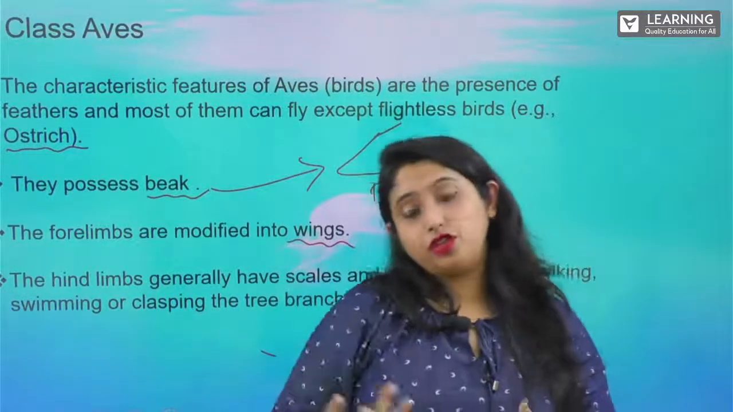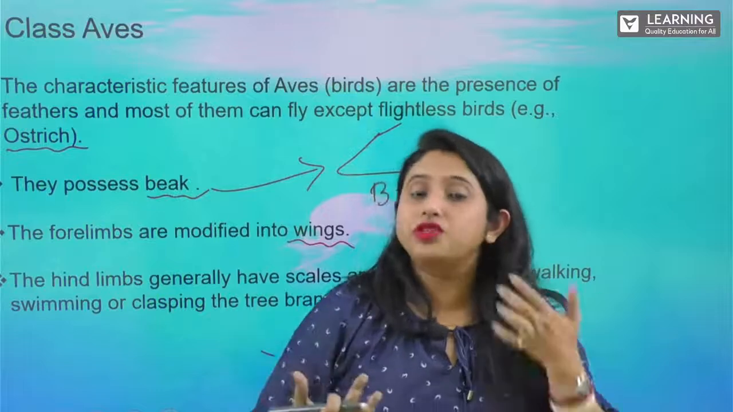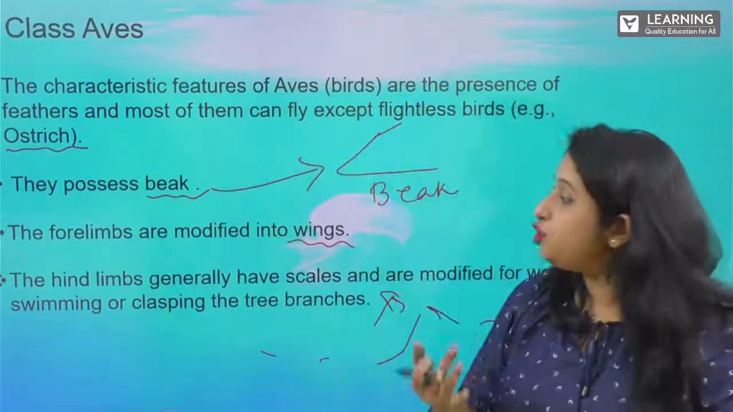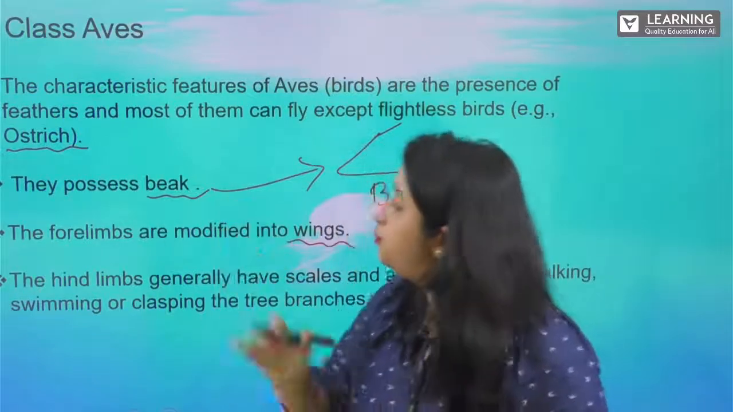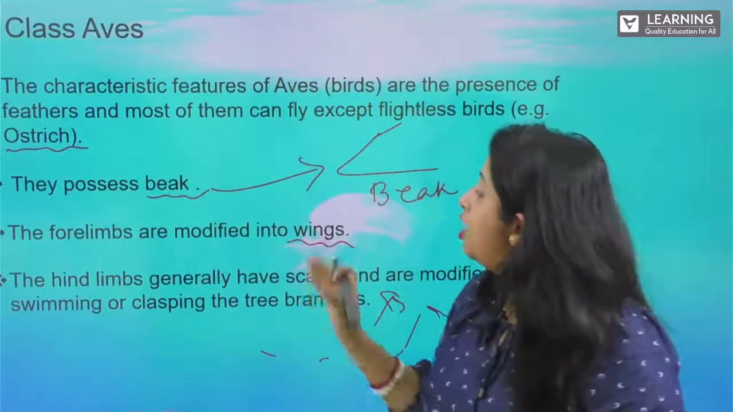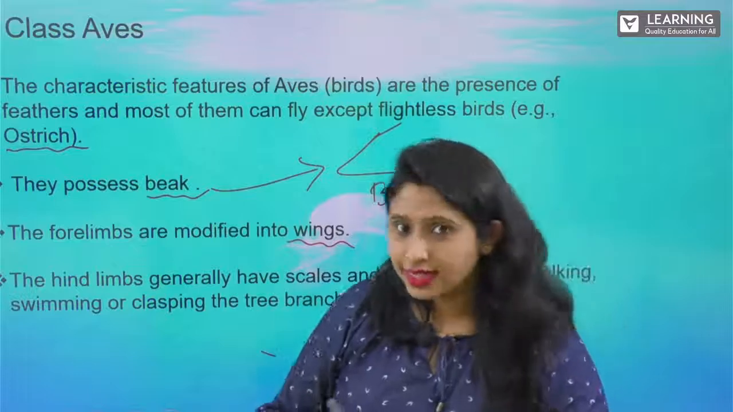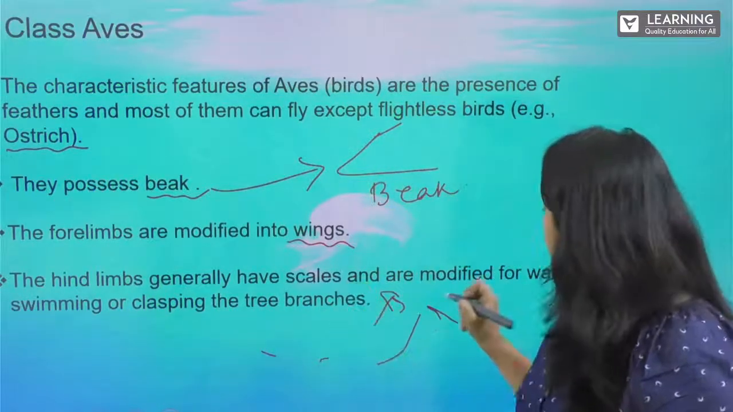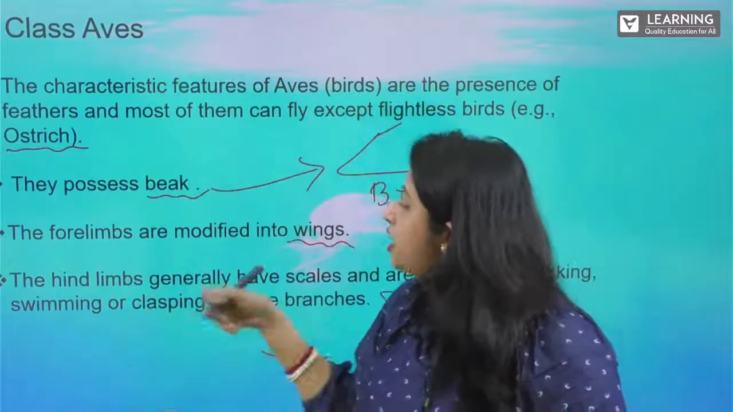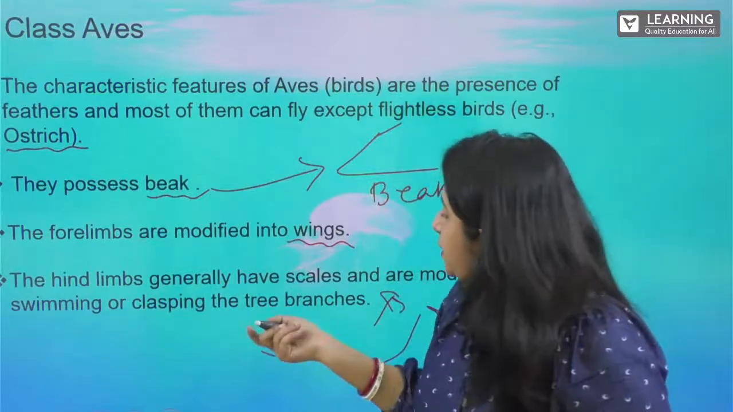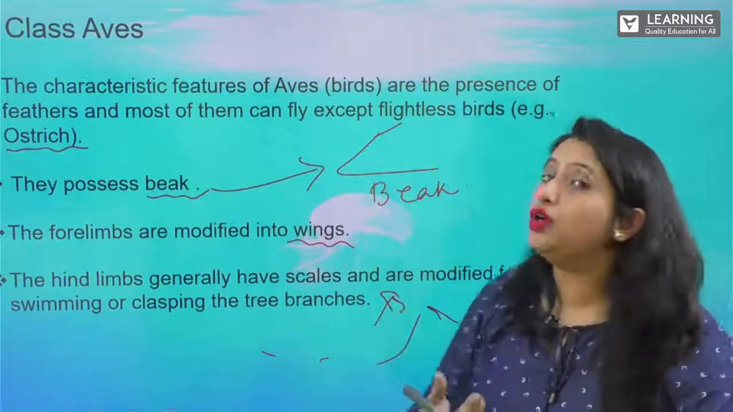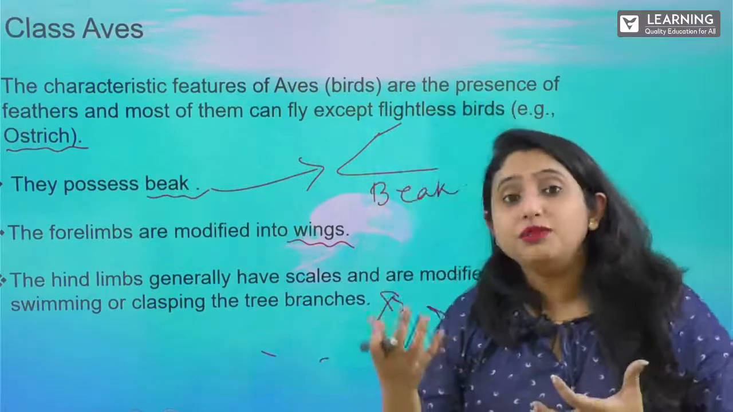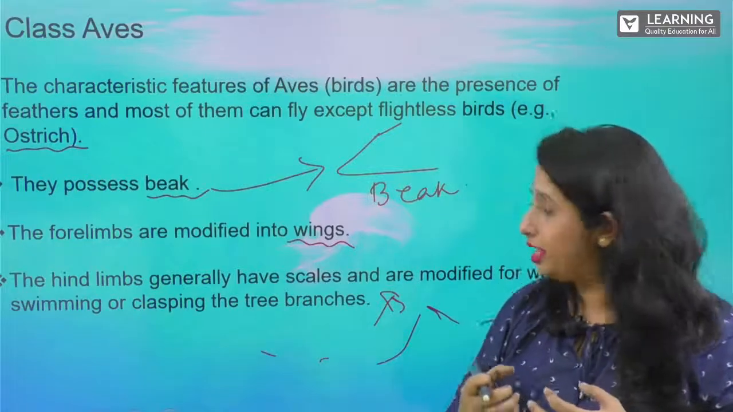In case of reptiles, you have seen limbs, right? In case of mammals, they have limbs, right? But in case of birds, their forelimbs are modified into wings. Clear? And penguins generally have quills and are modified for walking, swimming, or clasping the tree branches. So the hind limbs, they are modified, right? Which helps the birds to hold the things.